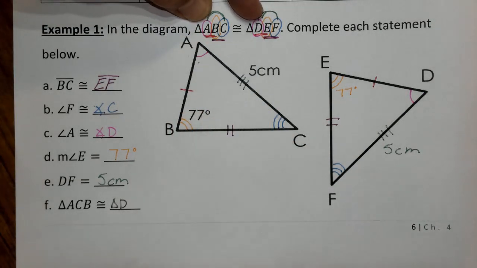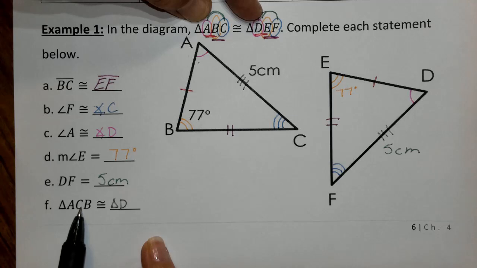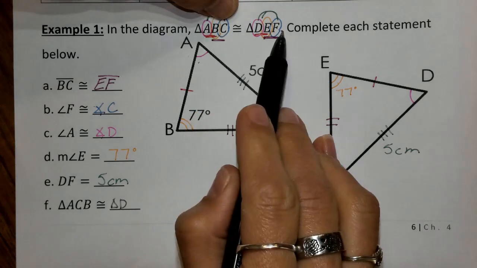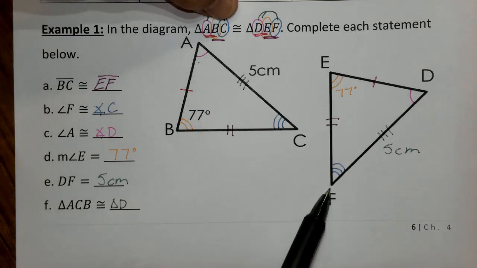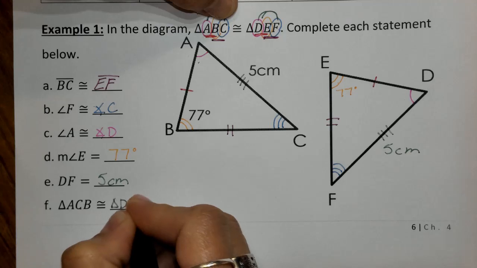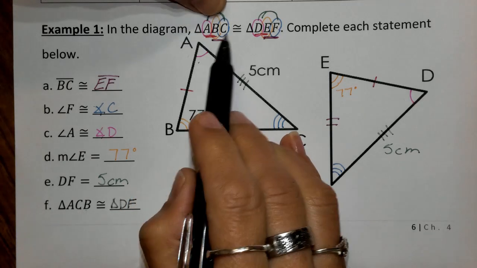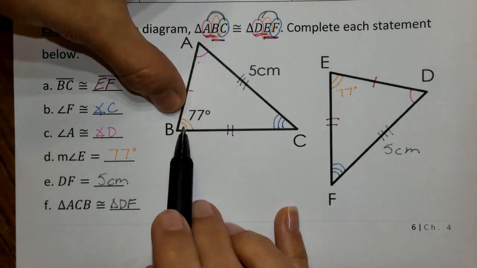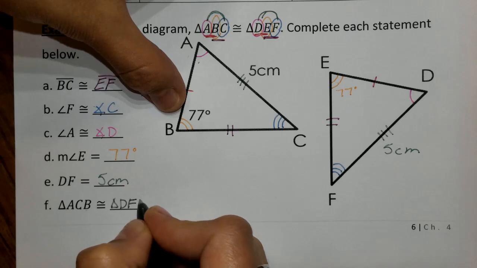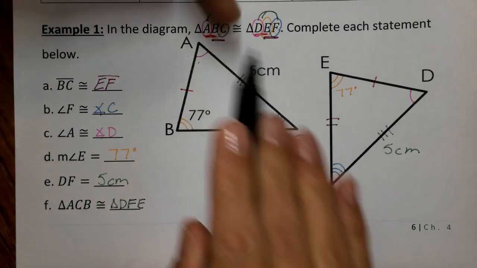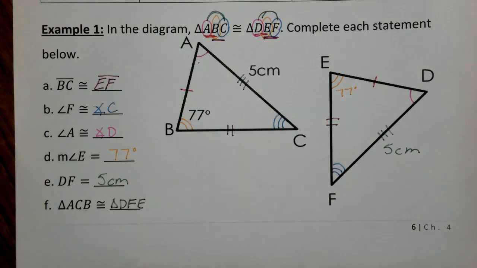So D will be the first letter. C is the middle letter. So C corresponds with F. And B will correspond with E. And you guys notice I was pointing to the name and the picture. So you can use either a name or a picture to help you with this, all right?